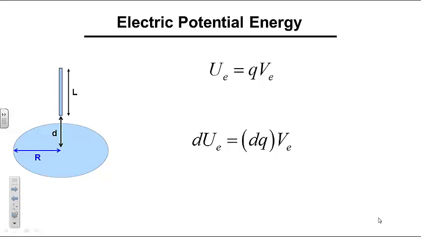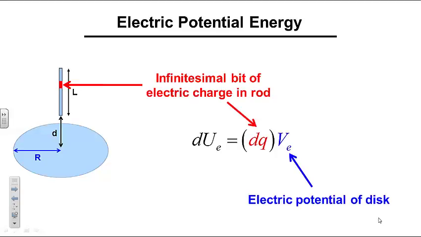Although we could model either object as a collection of point particles, it is easiest if we model the rod. The reason for this is that we already have an equation for the electric potential of the disk along the longitudinal axis, and thus we have an equation for the electric potential of the disk at any point along the rod. We do not have a similar equation for the electric potential of the rod at every point in the disk. Thus, the variable dq in the equation will be an infinitesimal bit of electric charge in the rod, and the variable V_e will be the electric potential of the disk at any point along the rod.